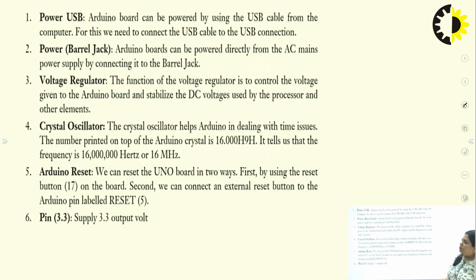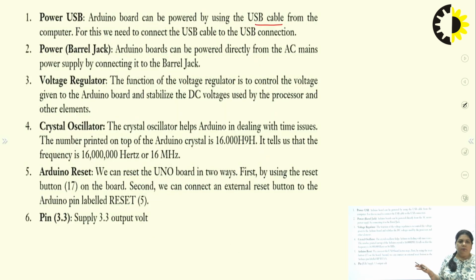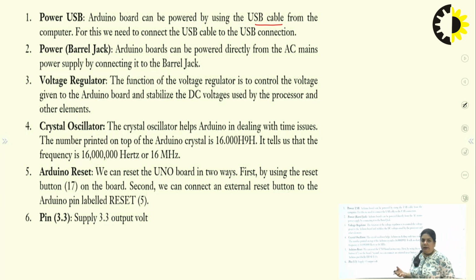The first one is power USB. The Arduino board can be powered by using a USB cable from the computer. This board is actually hardware, and we have to put some software in it so that it can sense the input from the sensor and give the specific output according to the actuator. So we have to program this Arduino Uno board, which means you are making firmware. To implement firmware into this hardware, we use the USB cable.